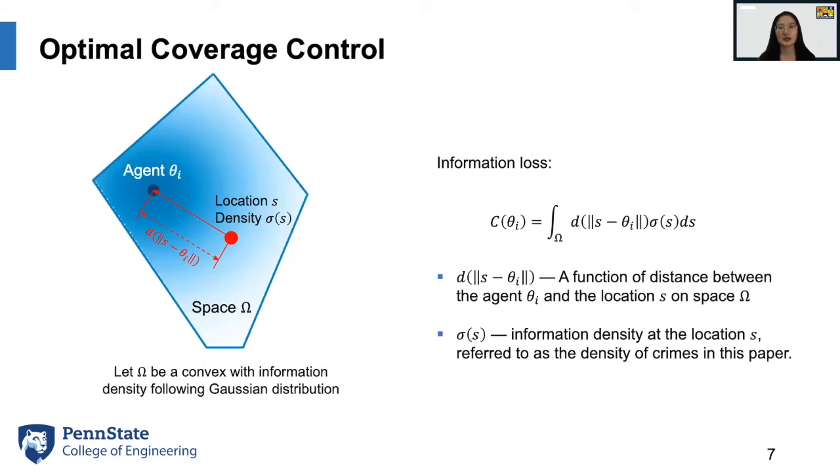This formula gives the information loss for infinite points on the space omega. D is a distance function between the agent theta I and the location S on the space omega. Sigma S is the information density at the location S, which is the density of crimes in this paper.